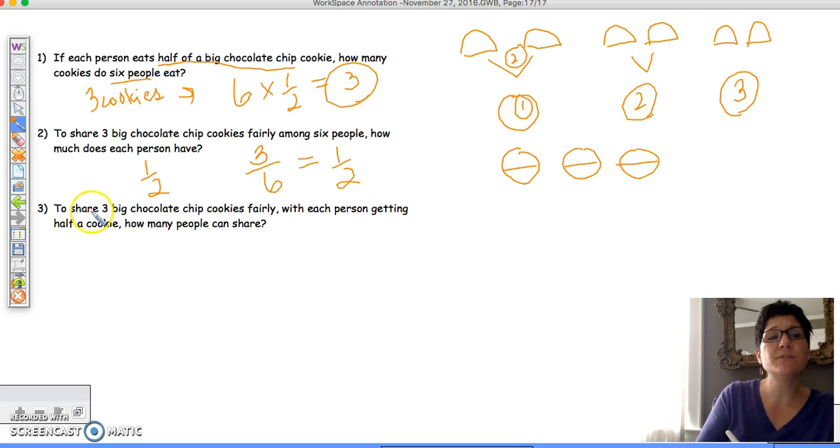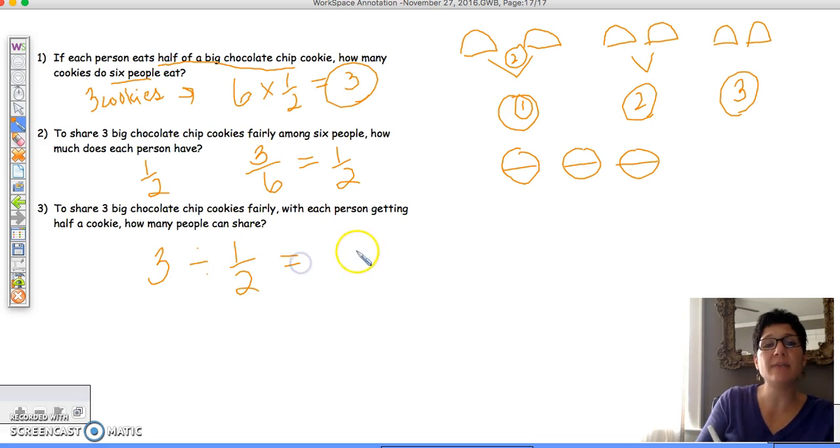So now number 3, it says to share 3 big chocolate chip cookies fairly with each person getting half a cookie. How many people can share? Listen, what an interesting way to phrase this question. It says 3 big chocolate chip cookies are being shared fairly where each person gets a half. So you are taking 3 big cookies, right? And you are dividing them into halves. You're dividing them evenly into halves, and that is going to get you 6 people. So when you take 3 and you divide it into halves, you would literally get 6. So that's 1, 2, 3, 4, 5, 6.